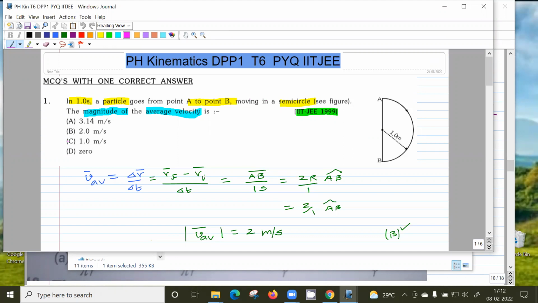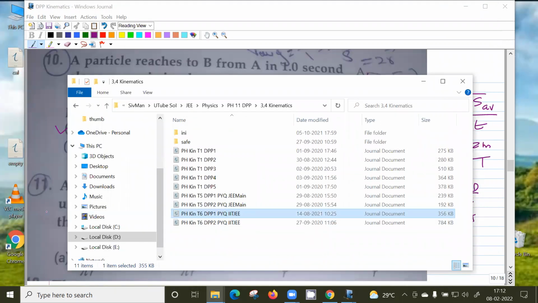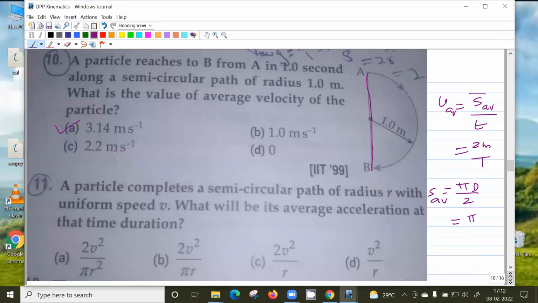Correct option is option B, 2 meters per second. Okay, I have solved this problem. This is from the Allen sheet. So, what is your answer? 1 meter per second, option D. Okay.